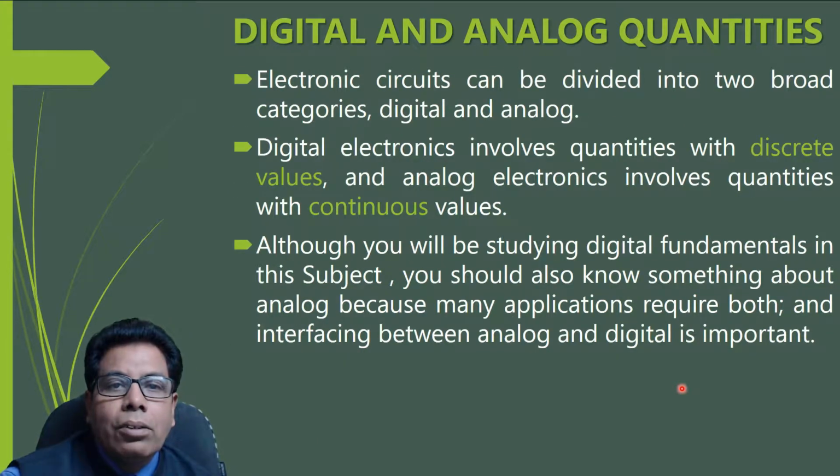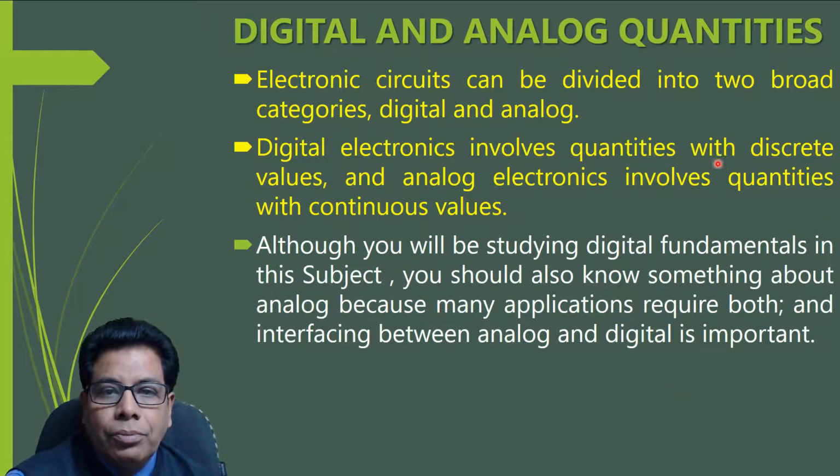Then digital and analog quantities. Electronic circuits can be divided into two broad categories, digital and analog. Digital electronics involves quantities with discrete values. Discrete values means they are individual values, they are not attached. Whereas analog electronics involves quantities with continuous values. So it will have continuous values, whereas digital electronics will have only discrete values.